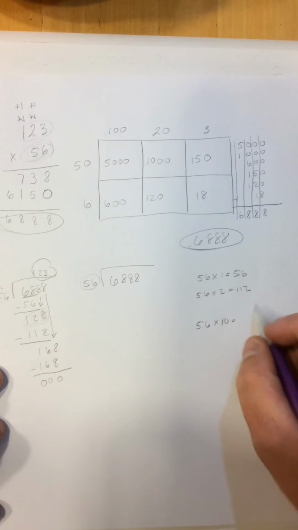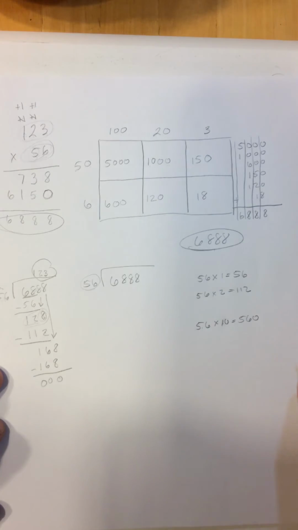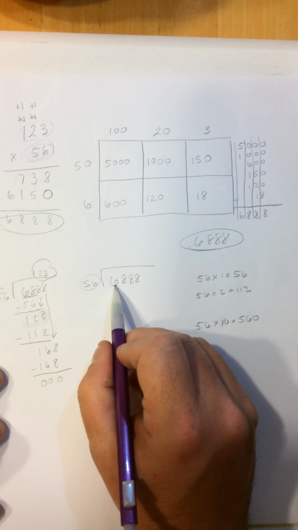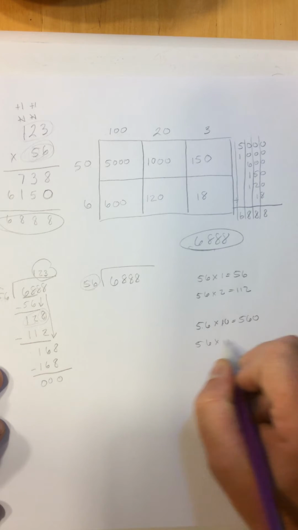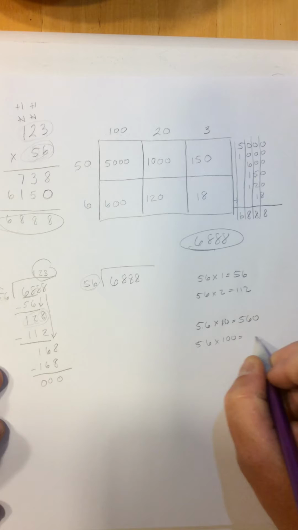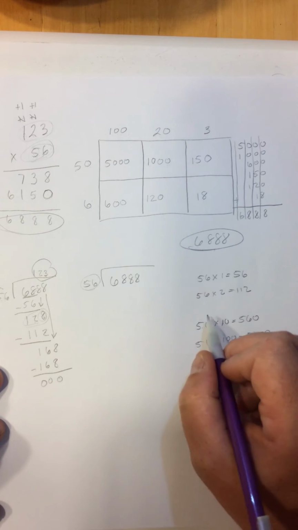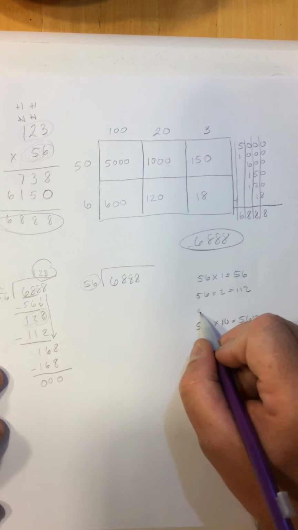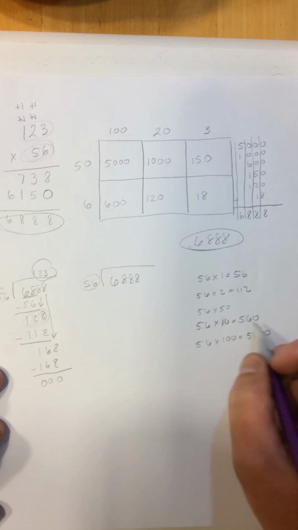So 56 times 10 is going to be 56 times 1 with an extra 0 for 560. Now in this case, we're looking at a number with 4 digits. So I'm going to bring this out, and I'm going to do one more down here, which is 56 times 100, which is going to be 5600.